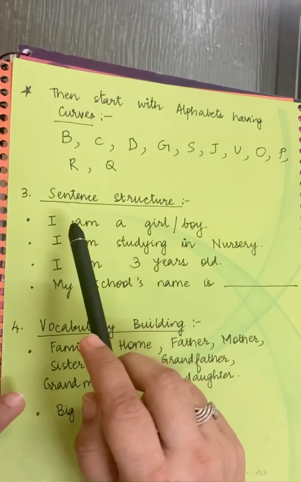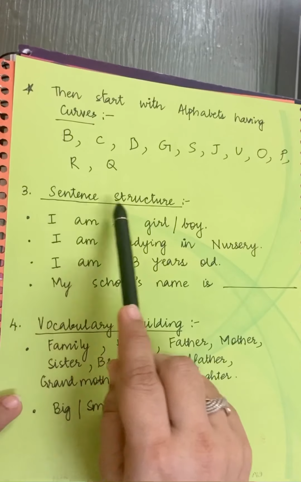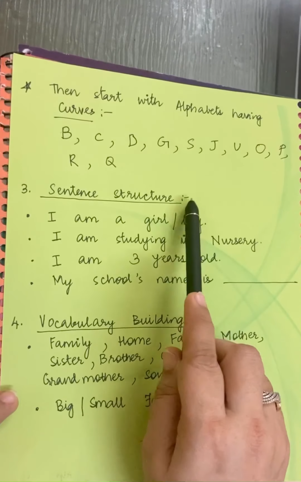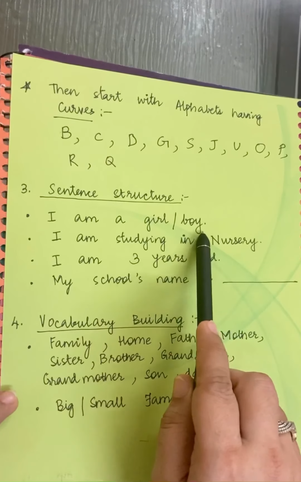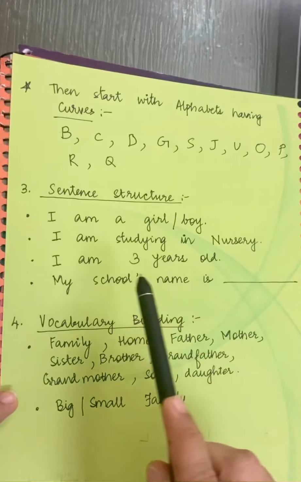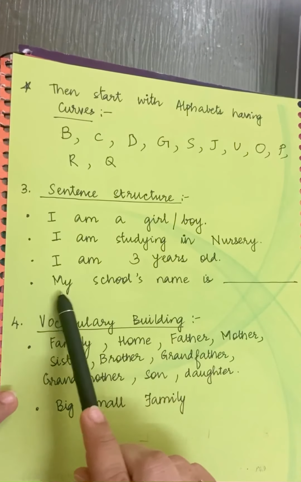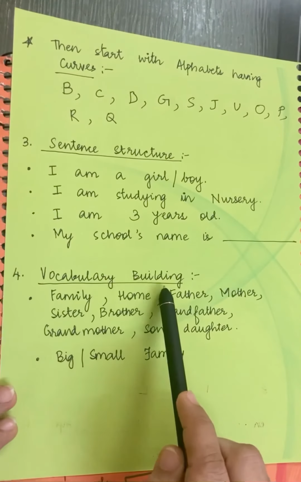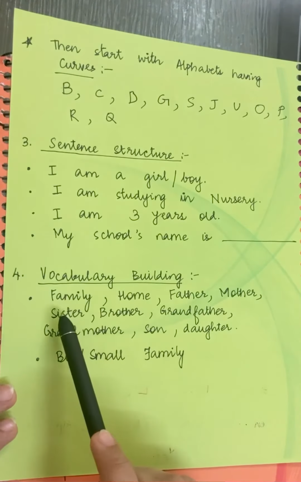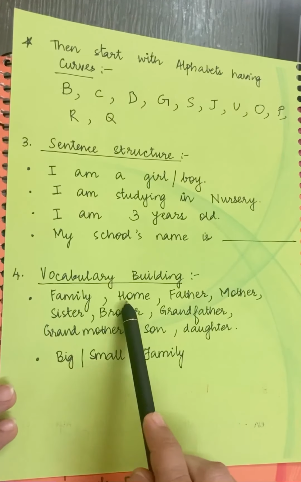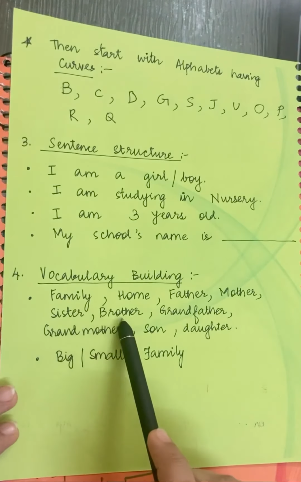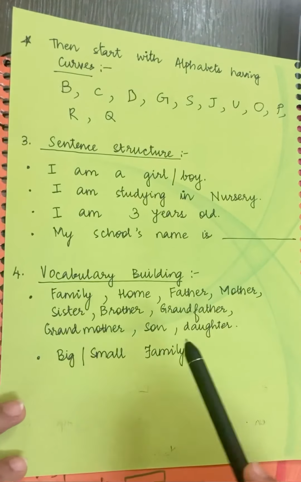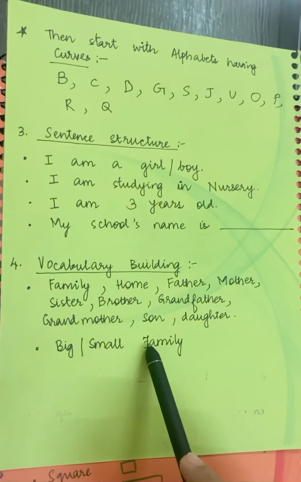The next thing which the kid is taught in nursery is the basic sentence structure, basic one line sentences like I am a girl or a boy, I am studying in nursery, I am 3 years old, my school's name is so and so. Then general vocabulary building is given for them. Basic concepts of family, home, father, mother, sister, brother, grandfather, grandmother, son, daughter, etc. And whether they have a big family or a small family.